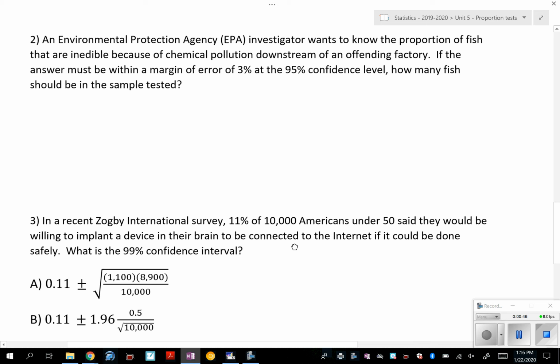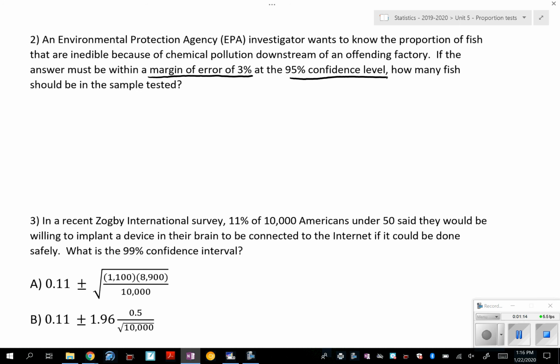We have the EPA, and they have an investigator who wants to know the proportion of fish that are inedible because of chemical pollution downstream from an offending factory. If the answer must be within a margin of error of 3% at the 95% confidence level, how many fish should be in the sample?